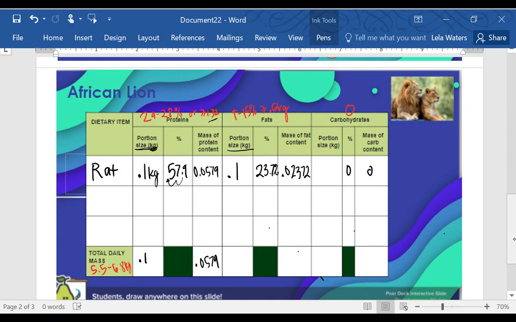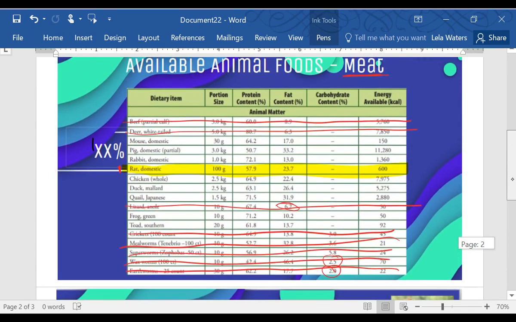Okay, so I'm going to go back to my table. I still have my options. Really, the rat was the only thing I found that it ate in the wild. So I'm going to now just choose from these other options because there's nothing else that it eats in the wild. And so like I said, I want something bigger, right? Because I need to get up to that 5.5 to 6.8 kilograms of food that the lion needs.